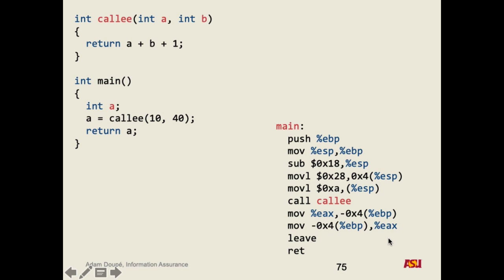So we'll ignore leave for now. For now, it cleans up the stack, and then the return instruction will go back to whoever called main. So we're doing a return A. So we just put the value of A inside the EAX register, return, so that whoever called us can get the return value of this function main. So callee has the same thing. So this is the prologue and the epilogue. These are going to be mostly the same. You'll see these in almost every function you look at, because they all need to do this kind of bookkeeping in order to do what they're supposed to do.